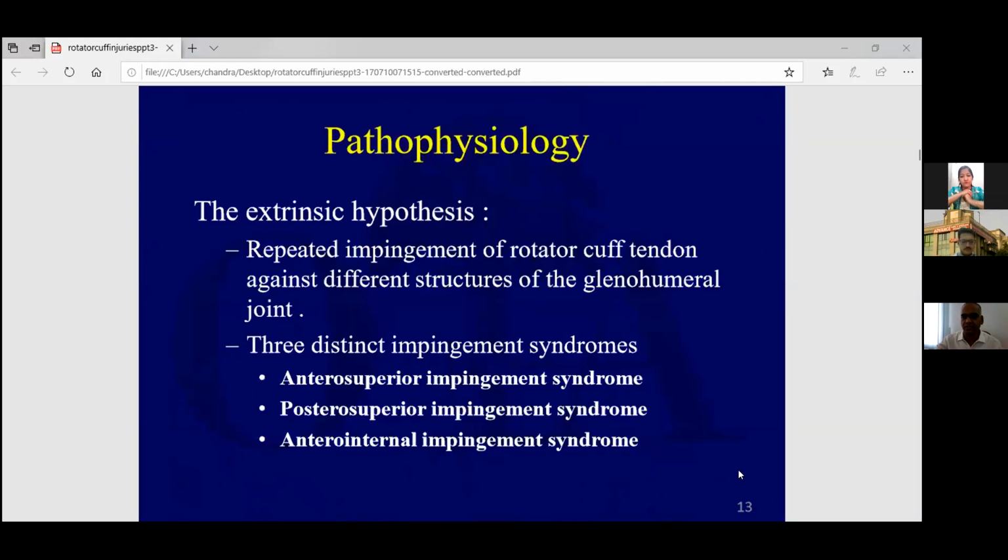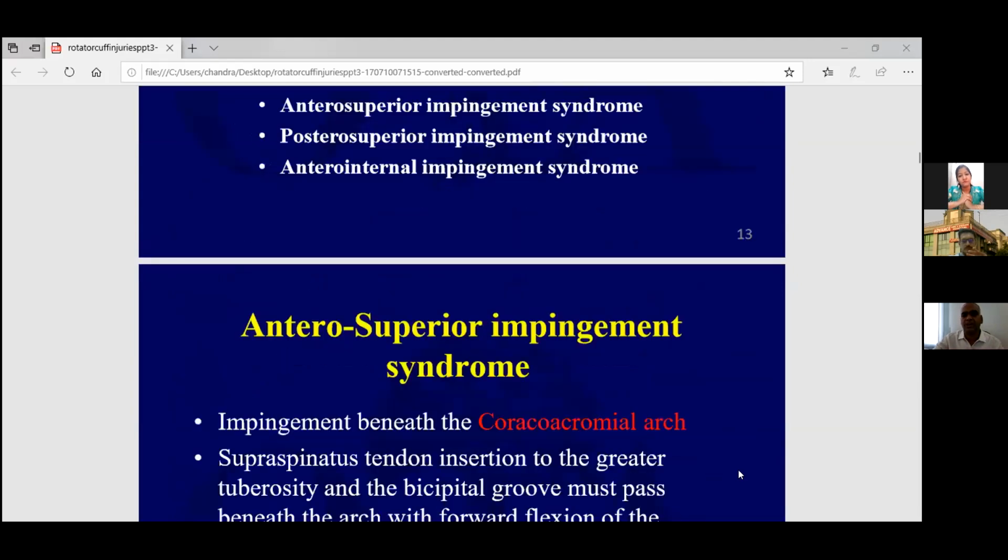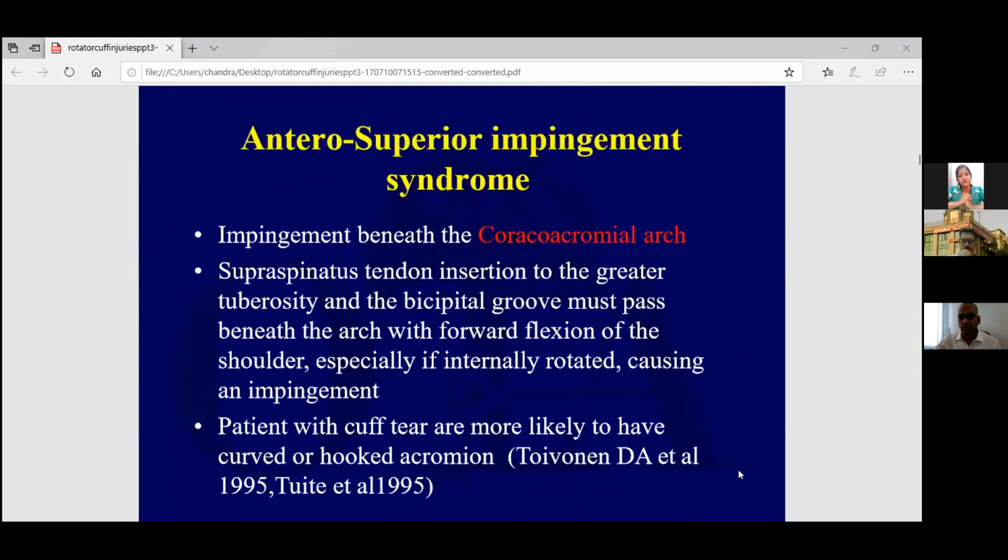The extrinsic hypothesis: repeated impingement of the rotator cuff tendon against different structures of the glenohumeral joint, like the subacromial bursa and the coracoacromial ligament. So mainly three types of impingement syndromes are there: antero-superior, postero-superior, and antero-internal. So what is the antero-superior impingement? What happens in this? Impingement just beneath the coracoacromial arch.